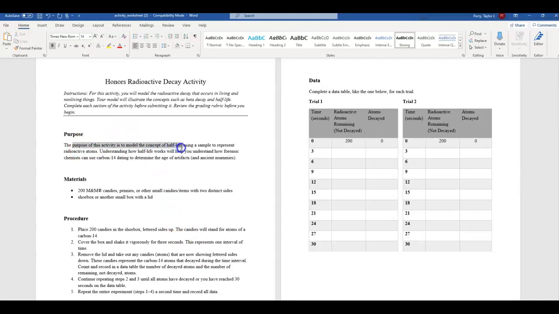The purpose of this activity is to model the concept of half-life using a sample to represent radioactive atoms. For their sample, they say they want 200 M&M candies. Obviously, you don't have 200 candies just lying around, right? I imagine. Well, I guess Halloween was last month. Maybe you do. I don't.